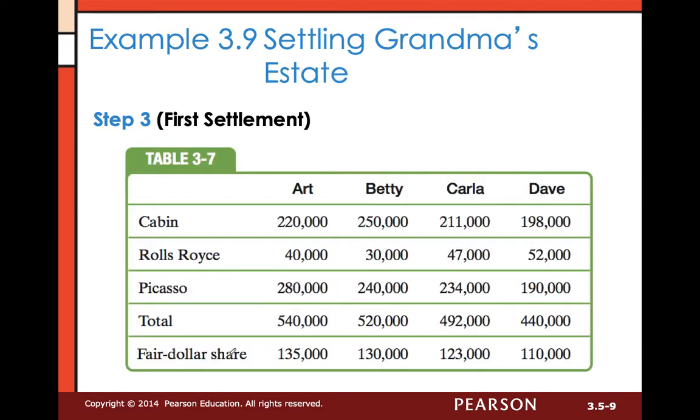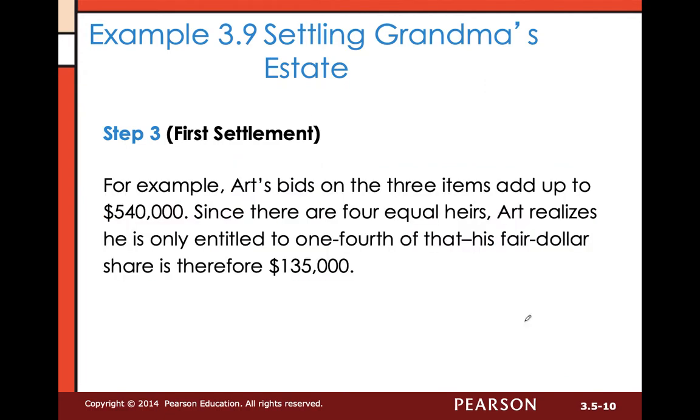In other words, if you were to add up all of Art's bids, that would add up to $540,000, and then take that number, divide by 4, that gets you $135,000. So in each of the cases, if you add those up, you end up with the fair dollar share, which is that each person, at least to Art, he feels that $135,000 would be a fair share. Betty feels $130,000, Carla $123,000, and Dave $110,000.